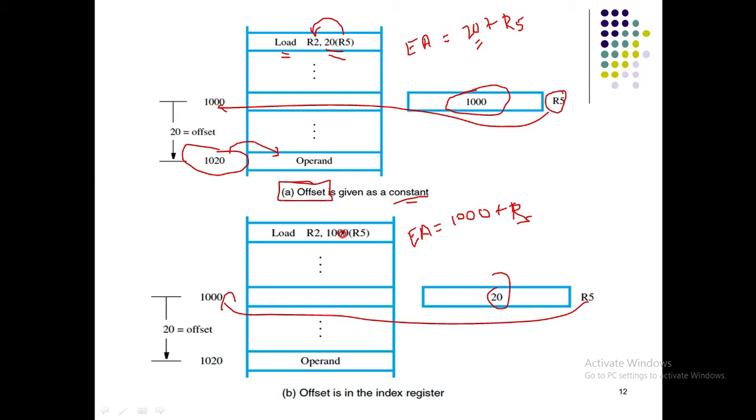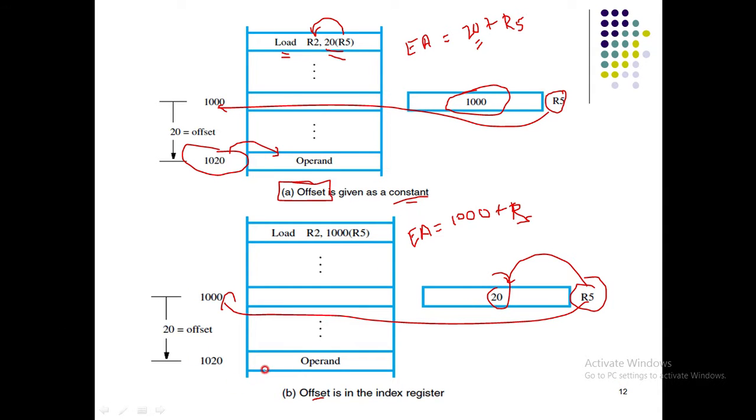But here in the instruction, what are we given? Here in the instruction we have given the memory location. So therefore the offset is where now? In the index register. So this is my index register R5. Inside this index register R5 we have the offset, which is nothing but your 20. I hope this is clear.